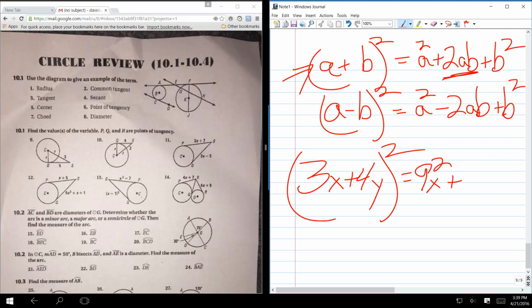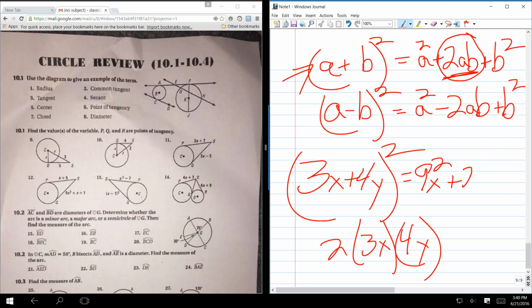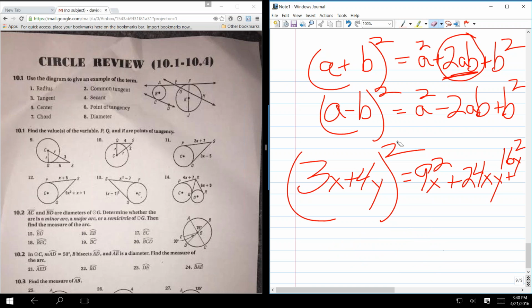2 times 4y times 3x. So that's 2 times A times B. What is that number? That's 24xy. Right. And finally, what is B squared? 16y squared. Right. And notice that if you have this memorized, both of them, it's much easier to do these operations where you're having to square something.